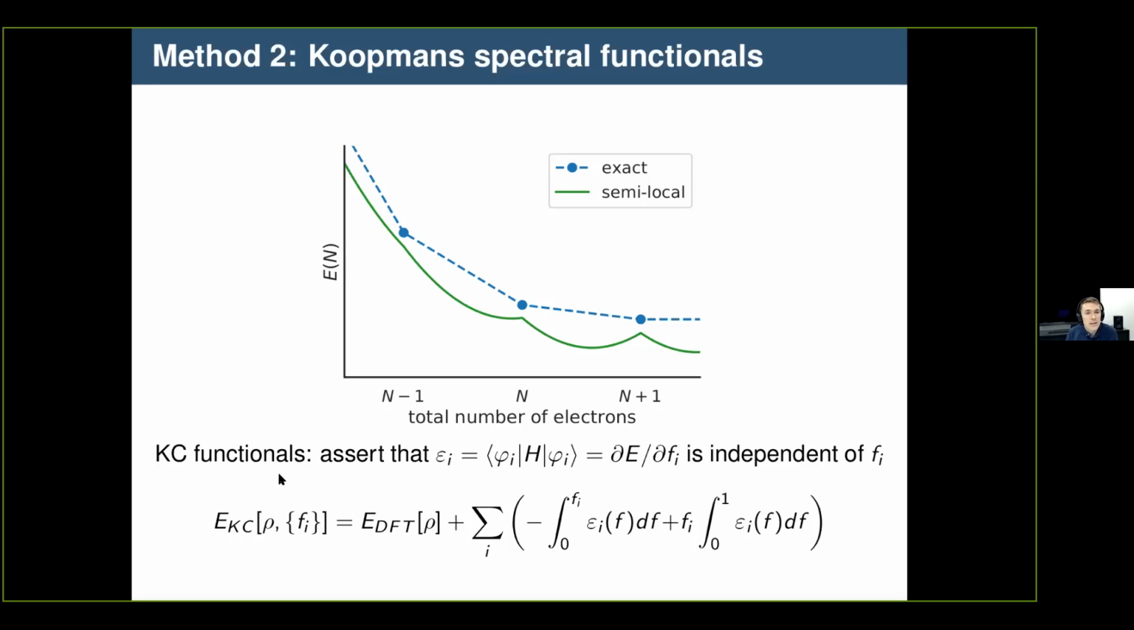So this is the correction. It's in a similar sort of spirit to DFT+U. So what you've got is an energy functional: that's the underlying DFT energy functional plus a corrective term.